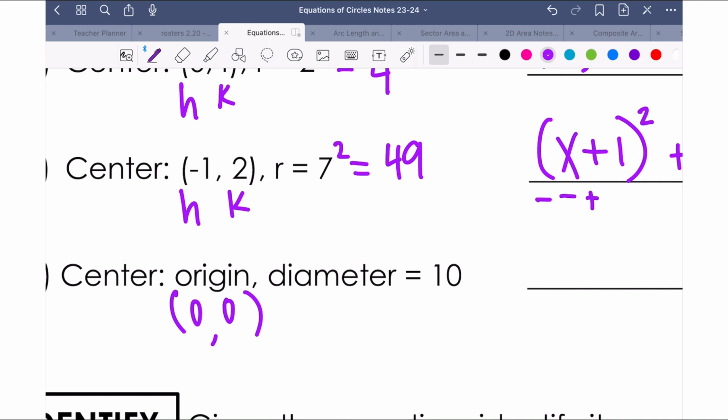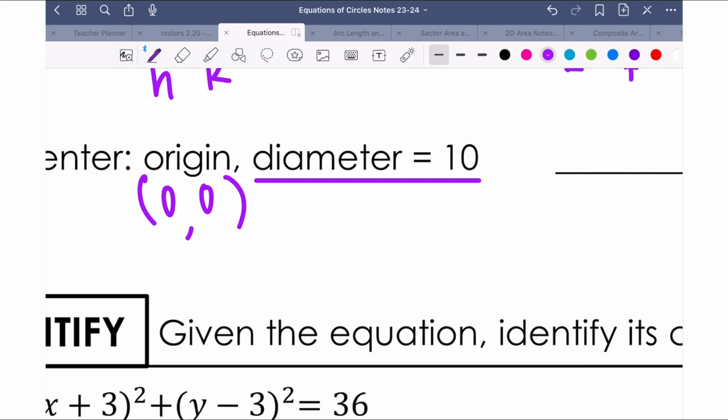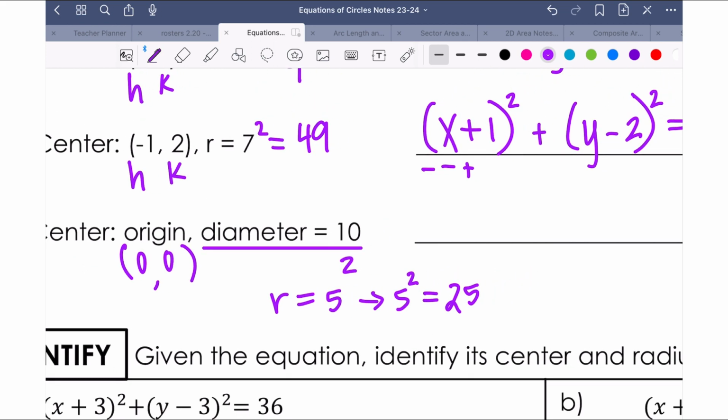And then they gave me the diameter is 10, but I don't need the diameter. I need the radius. We know how to find it, though. How are you going to find the radius? If you have the diameter and you need the radius, you just divide by 2. Because it's half of it, so your radius is 5. But then we're going to have to square it. So what is 5 squared? 5 times 5, 25. All right, now we're ready to write the equation.